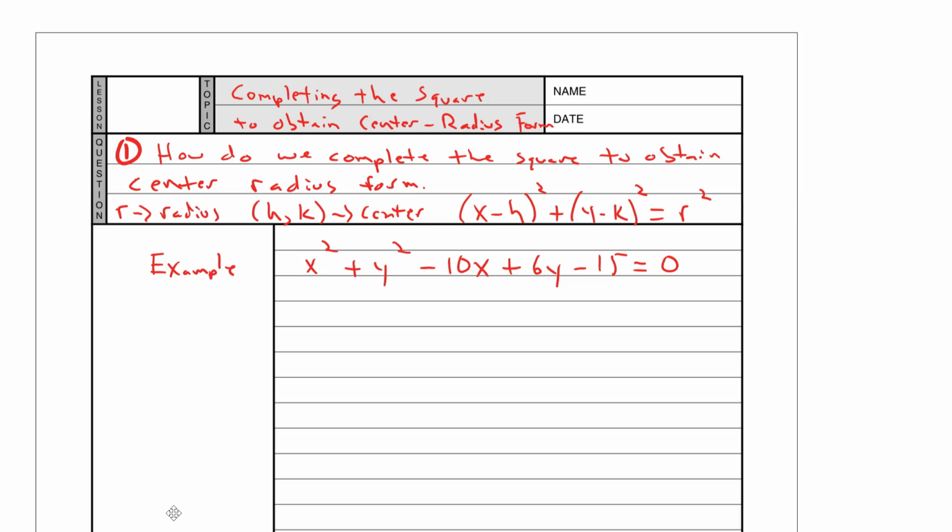Alright, given an equation x squared plus y squared minus 10x plus 6y minus 15 equals 0, note that the coefficients of the x squared and the y squared are both an implied 1. That lets us know it's a circle. If there's something other than 1, we can divide the equation by that number in order to get it to be a 1 here. Step 1.